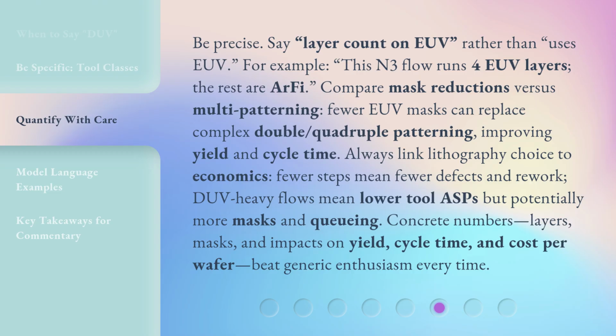Always link lithography choice to economics. Fewer steps mean fewer defects and rework. DUV-heavy flows mean lower tool ASPs, but potentially more masks and queuing. Concrete numbers, layers, masks, and impacts on yield, cycle time, and cost per wafer beat generic enthusiasm every time.